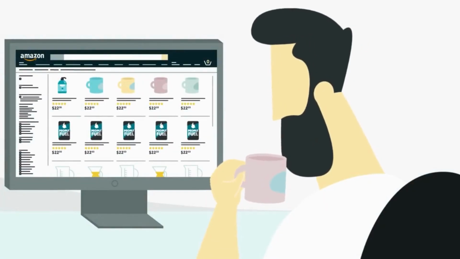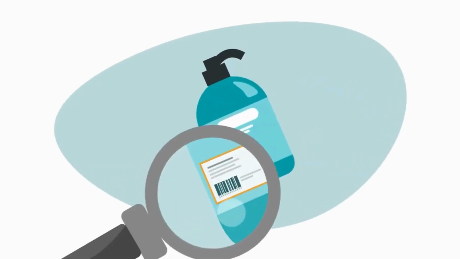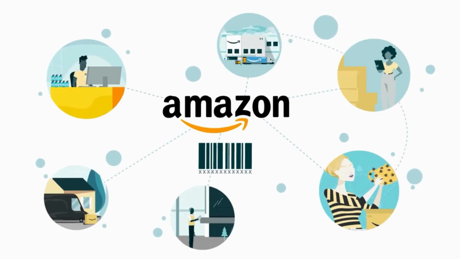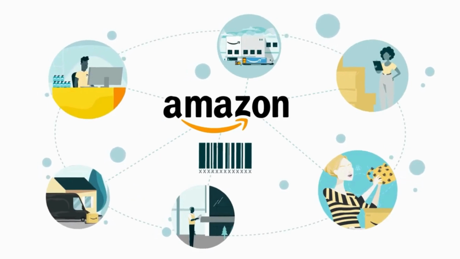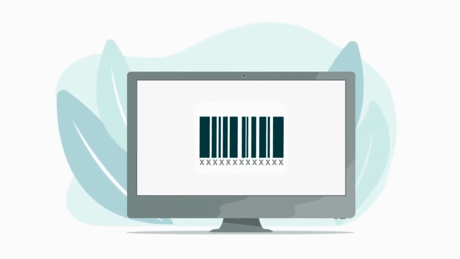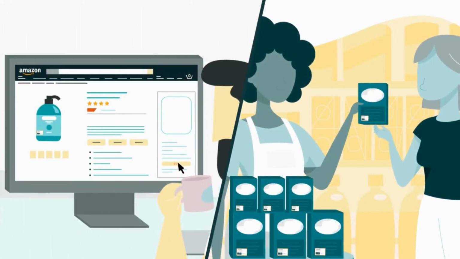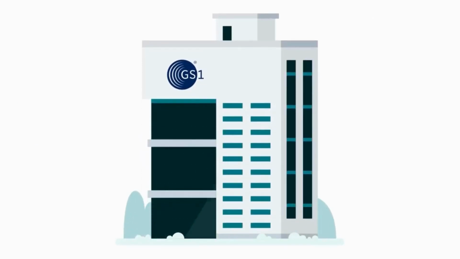Products sold on Amazon are required to have an industry-standard product ID. Product IDs are part of a universal system called GTIN, or the Global Trade Item Number System. This system is used by Amazon and across other marketplaces. It's managed by an international organization called Global Standards One, or GS1 for short.